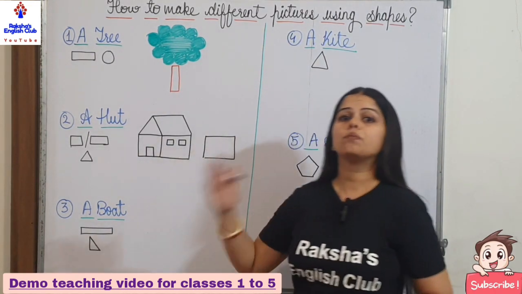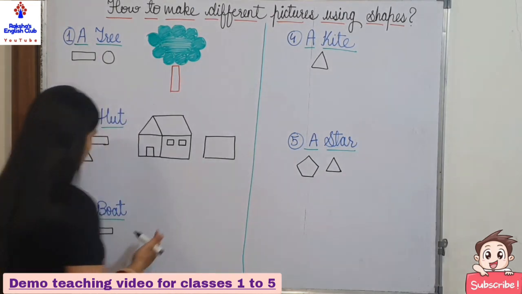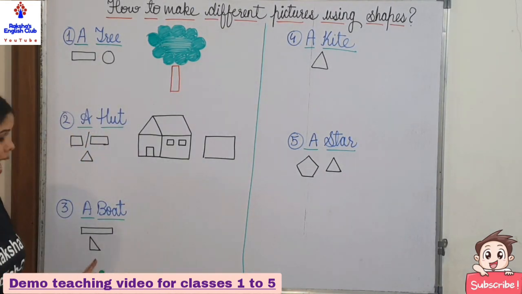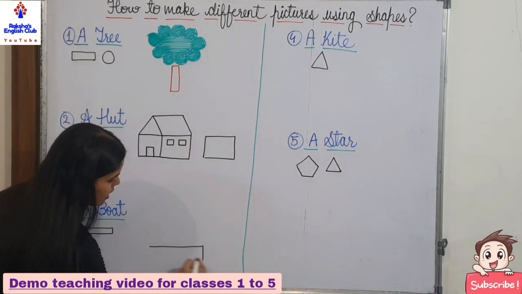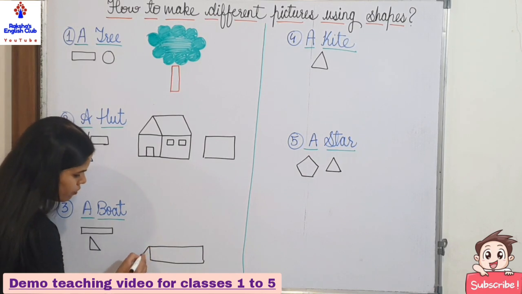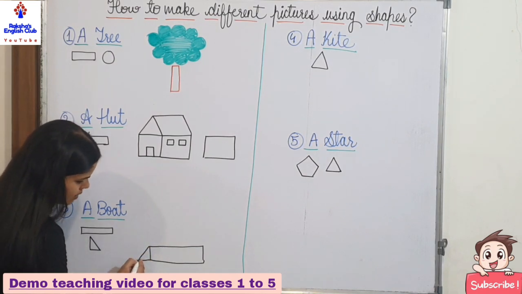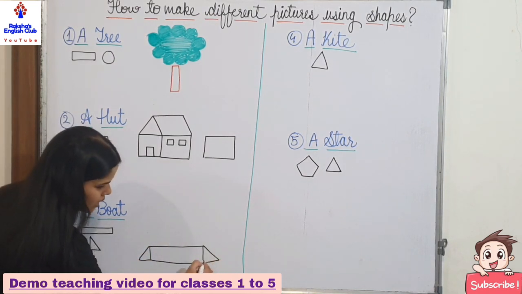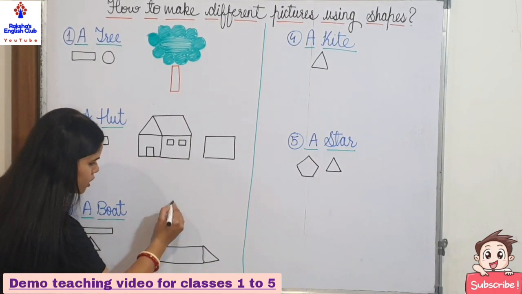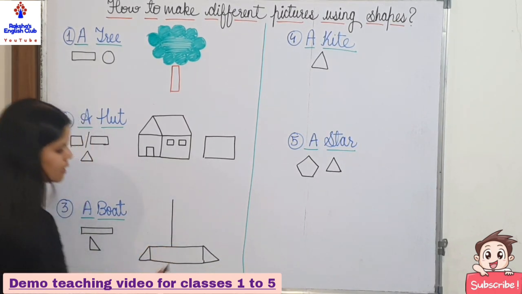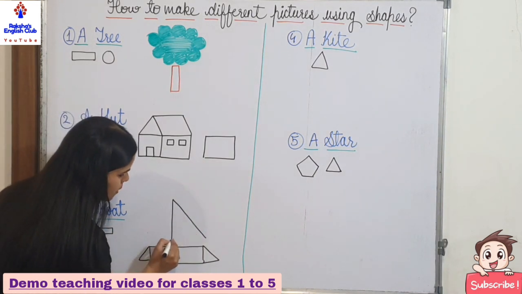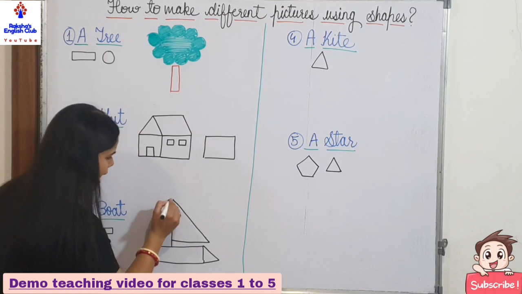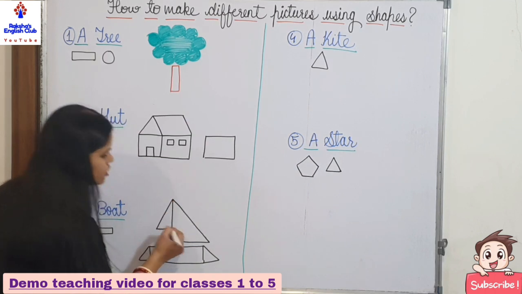Next picture is going to be of a boat. How to draw the boat with the help of a rectangle and triangle. Let's see it. First we will draw one rectangle, one long rectangle. Okay, after that we will draw two triangles here, as you can see. Okay, then we will draw one straight line in the middle of this rectangle. After that I am going to draw one big triangle and then a small triangle.